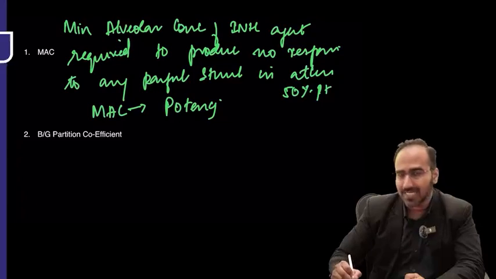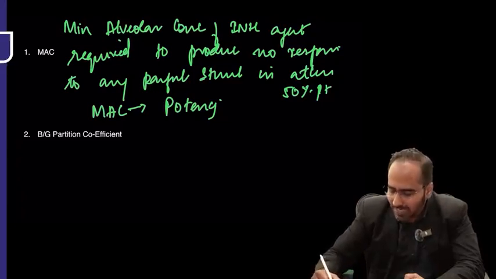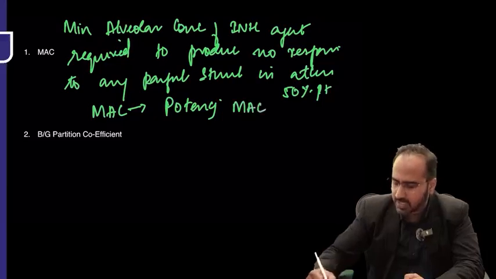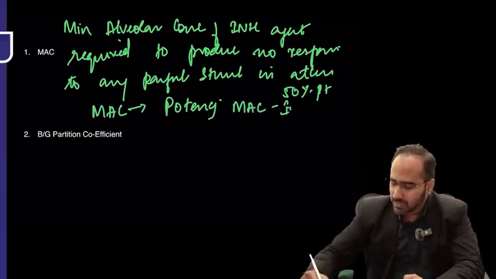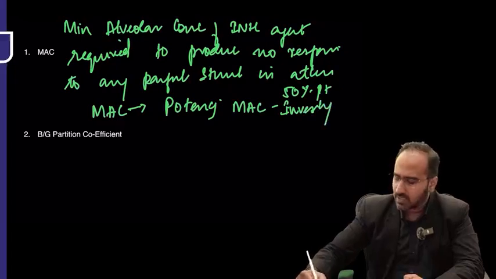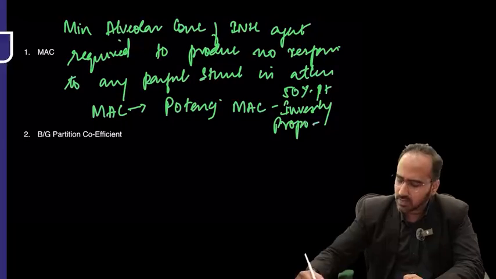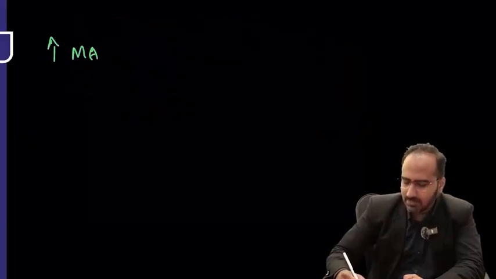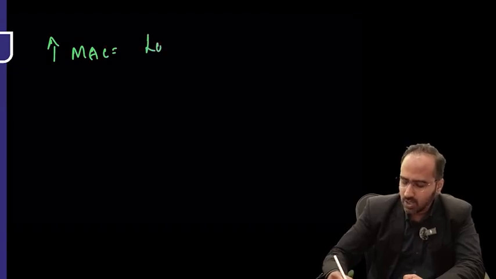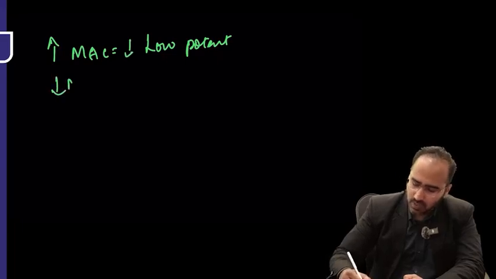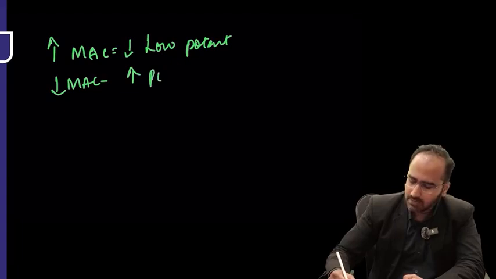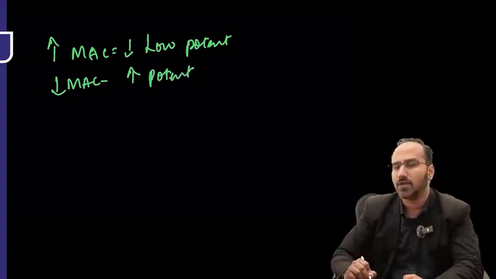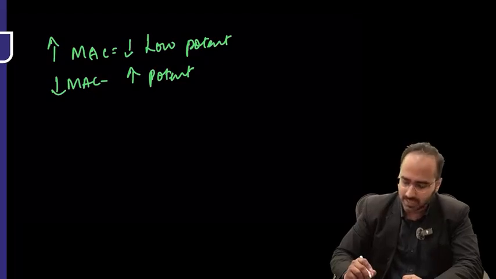But remember, MAC is always inversely proportional to potency. What does inversely proportional to potency mean? Look over here. Any agent having a high MAC value will be low potent, and a low MAC value will be high potent. Okay, MAC is an indicator of potency of inhalational agents.